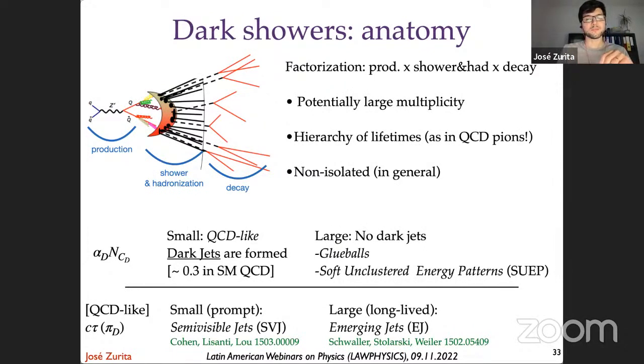If this number is large, then you don't get dark showers. Your energy, instead of being focused in a couple of structures, gets split more isotropically in the detector, and it gives rise to what are called soft unclustered energy patterns, or SUEPs for short. Now, the other variable I need to care about is whether my pions are long-lived or not. If my pions are not long-lived, you will have what are called semi-visible jets. If your pions are long-lived, then you will fall into the realm of emerging jets.